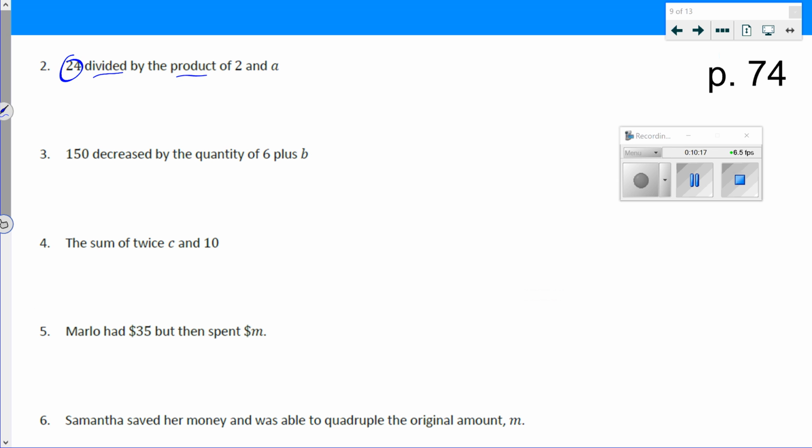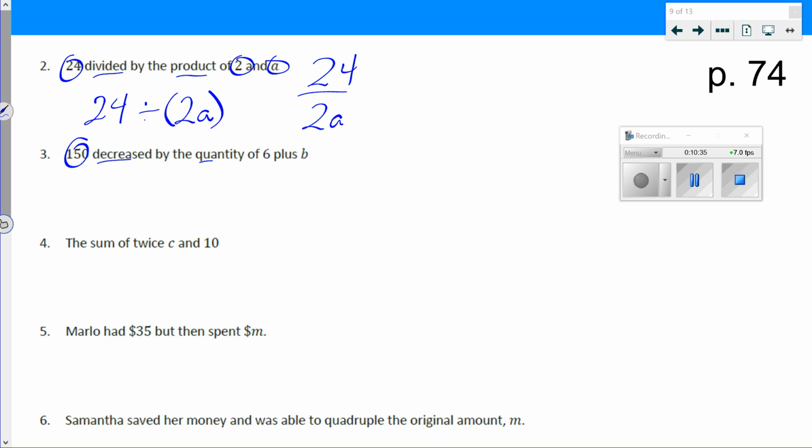24 divided by the product of 2 and a. Do I have to have parentheses on that one? Yes. Because otherwise I would do the 24 divided by 2 first. If I do the division symbol, it's actually easier because the 2a is where it's supposed to be.